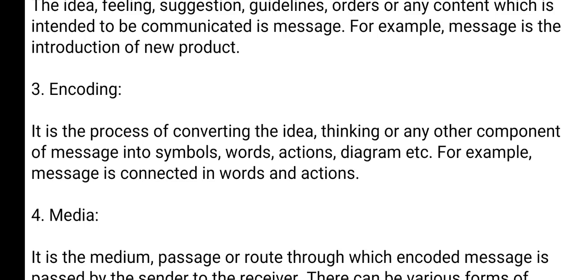Now I am explaining the process of communication to you. If I had not used any words to explain, then you would not have been able to understand what I am thinking. So the process of converting thoughts and ideas into words and symbols is known as the process of encoding.